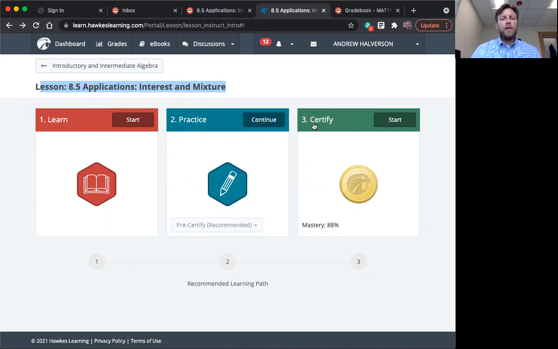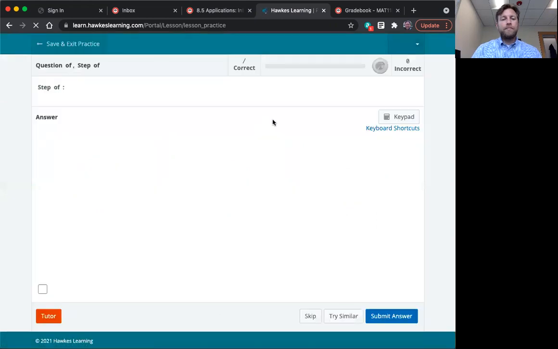Okay, so we're here at the Inside Hawks. This is what I see as if I was a student. So I'm going to go over here right to the practice part of it, so we can start looking at some problems. The learn part, you definitely want to do that too. That's the textbook. Well, let's go ahead and go to the practice.